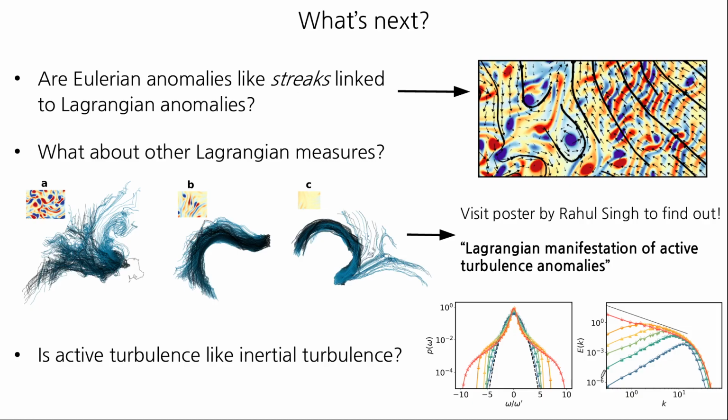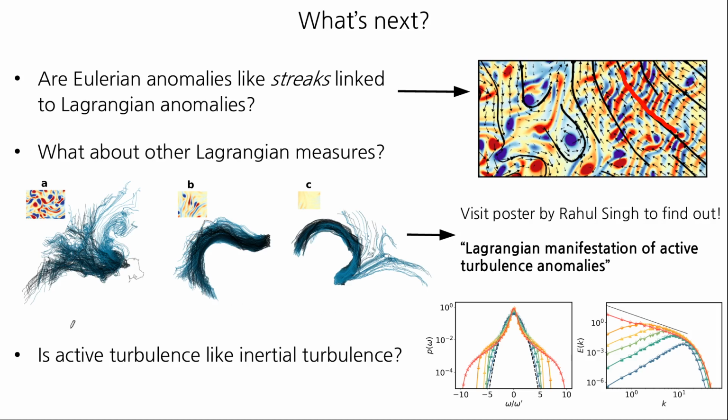So what's next? The question is whether the Eulerian features that I mentioned are related to persistent motion or Lévy walks. If you look at instantaneous streamlines, then indeed they seem to be very straight in the streak regions. And there are other Lagrangian measures, for instance, pair dispersion and the first passage problem. How do they change for active turbulence? We've actually quantified all these things. If you're interested, please visit the poster by Rahul Singh. It's called Lagrangian manifestation of active turbulence anomalies.